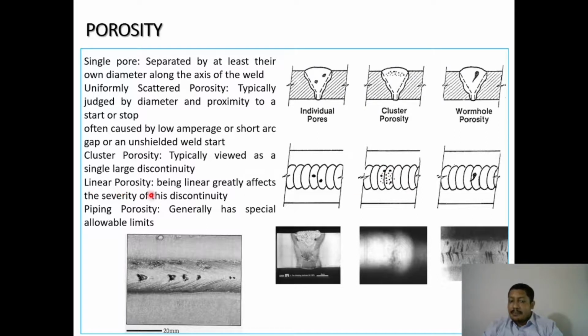Linear porosity, being linear, greatly affects the severity of this discontinuity. Throughout this weld area the porosity happens, and that is called linear porosity. Piping porosity generally has special allowable limits, on the piping surfaces or piping areas. Another type is also shown over here, wormhole porosity. Again, depending on the application, certain porosities are rejectable, certain porosities are acceptable, and certain ones you need to repair or rework.